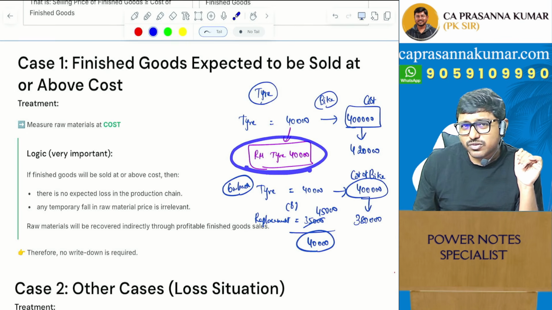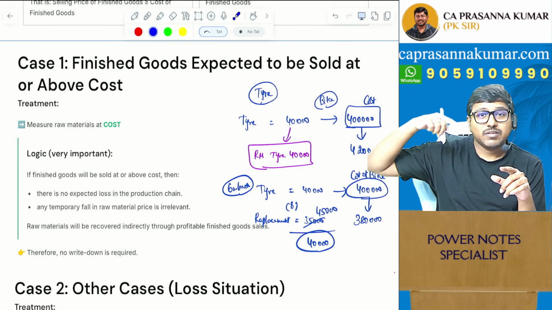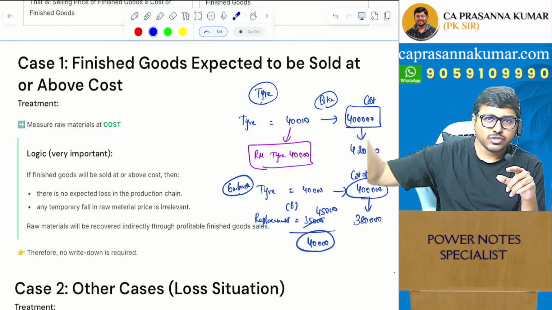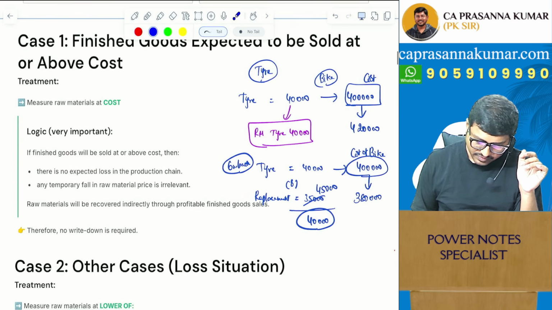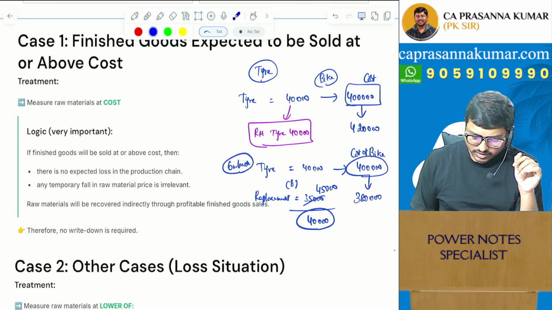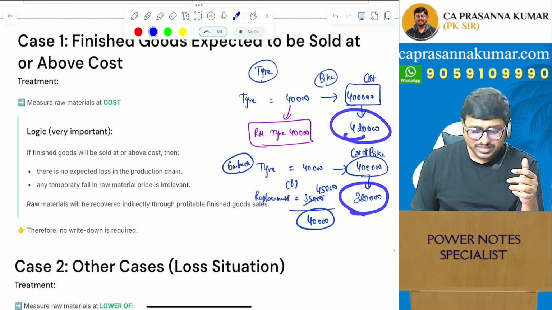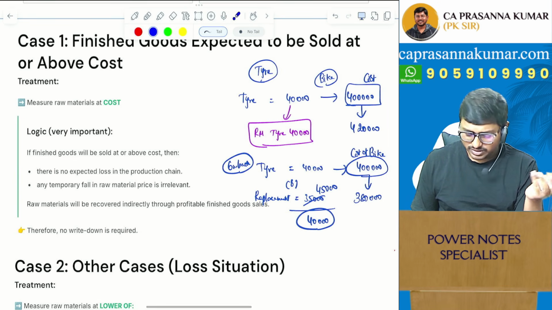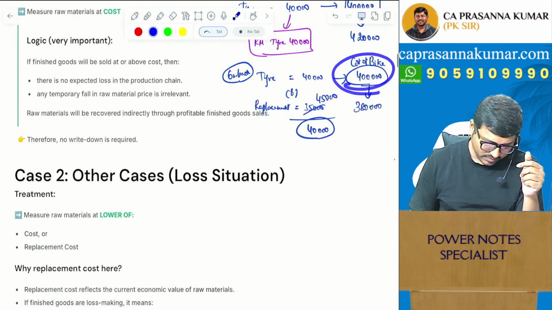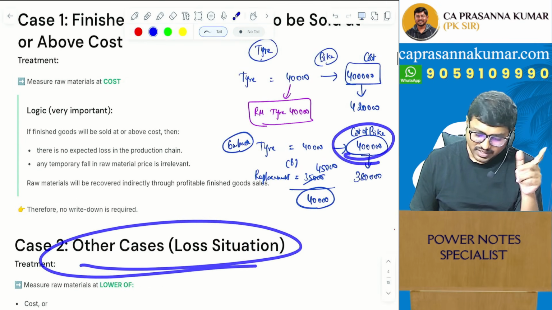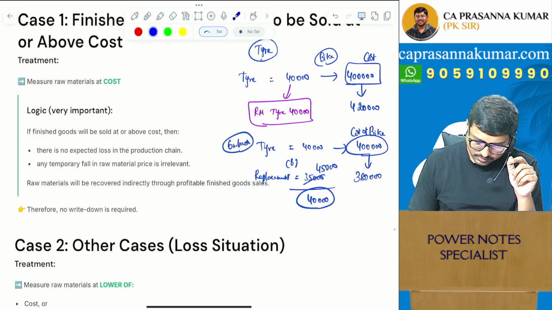How did I get this 40,000? Based on my thought process of whether finished goods can be sold up and above their cost. Now say, for example, the raw material value is 40,000. You can convert that into a finished good, let's say a bike, and the total cost of manufacturing is 4 lakhs, which we have already discussed. But unlike the earlier case, you can't sell it for 4 lakh 20. You can sell it only for 3 lakh 80. Now, what is the situation? Very simple. Are you able to recover your cost? No, sir. Which means a loss situation, which is case 2. In that case, are you going to value your raw material at cost?